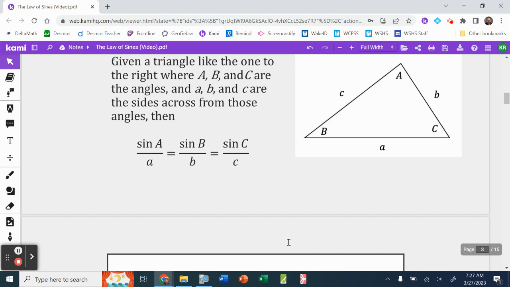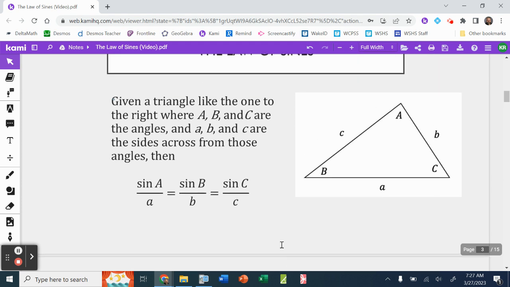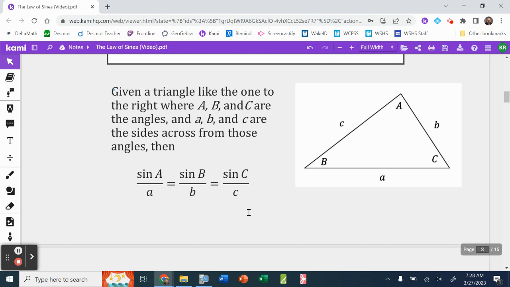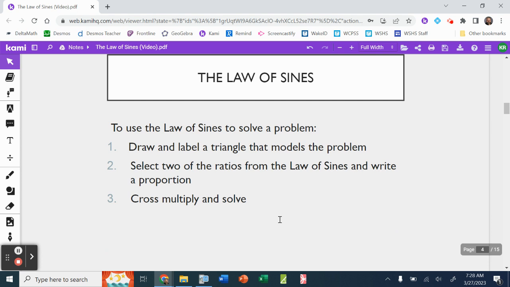Now, notice in number 2, it said I'll select two of the ratios. The law of sines includes 3 ratios, but we will never work with all 3 at one time. We're only ever going to pick 2. So when I draw my triangle and I label it, if I happen to have, say, angles A and C, I would pick the ratio here involving angle A and the ratio involving angle C. I would set those equal to one another, forming a proportion, cross multiply, and solve.